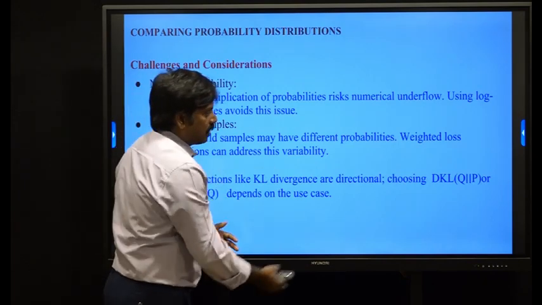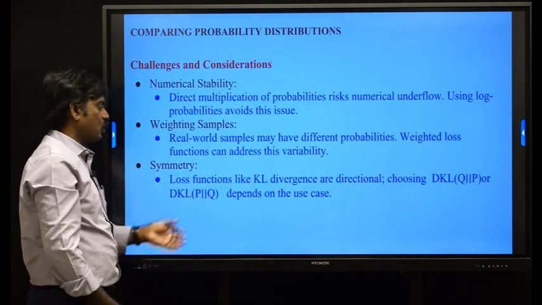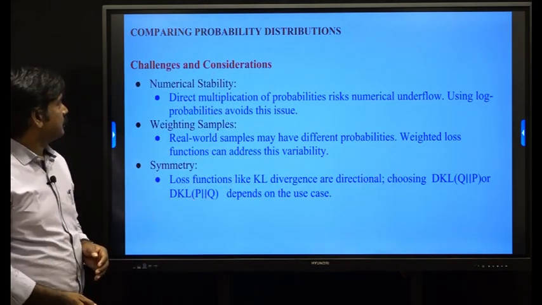D_KL of Q and P is not equal to D_KL of P and Q, so we choose the direction depending on our use cases. Okay, thank you.